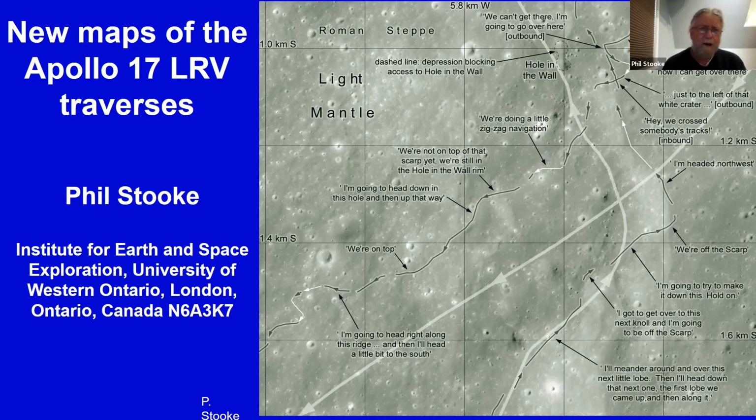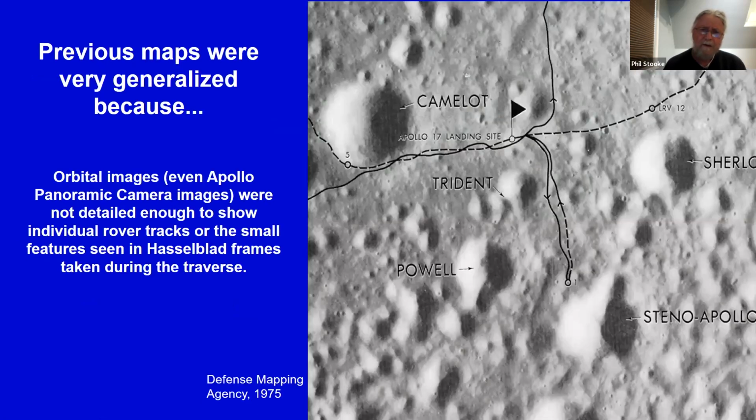Okay, so now for something completely different, I would say we're going to look at maps of the rover traverses. And let's move on to the next slide right away.